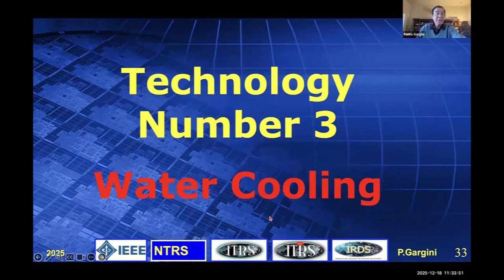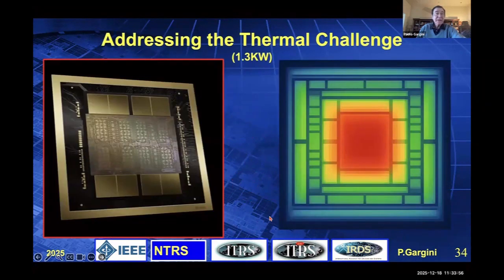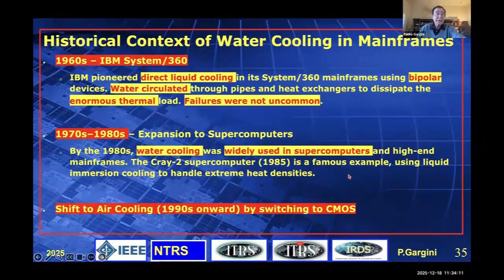Now, the second element is water cooling. This also is an old technology. You can imagine with 1.3 kilowatts, the amount of power that is used in this case, the die of the Blackwell will run really hot. And fortunately, in this case, IBM had already pioneered this technology as far back as the 60s. And they realized that to cool down the die, they had to use water cooling. Now, they had a lot of failures. So essentially, there was a plumber on standby because they had a lot of leaks.